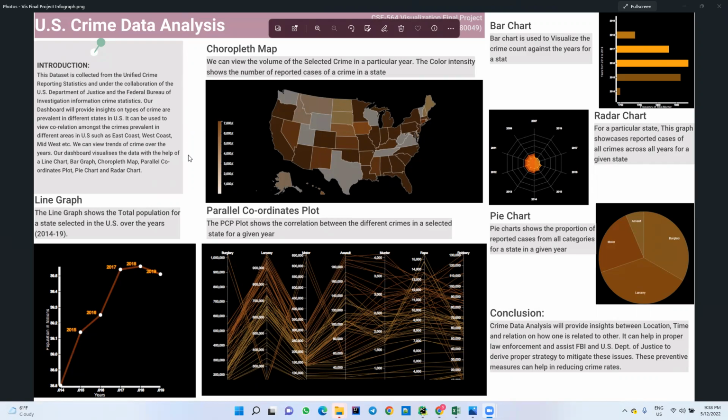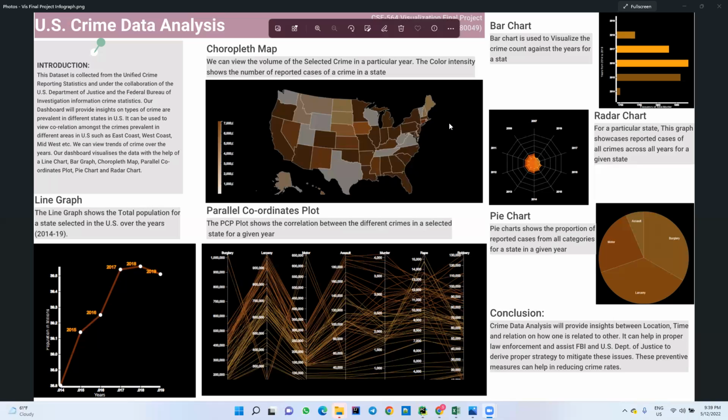for a particular year. We have also created a parallel coordinates plot which shows the correlation between the different types of crimes in a given state, and it can also help us to develop interesting insights as well, which my partner will be sharing later. We also created a bar chart, and based on a state which is selected, a year and a type of crime, we can see visually what the trend is for that particular crime over the number of years from 2014 to 2019.